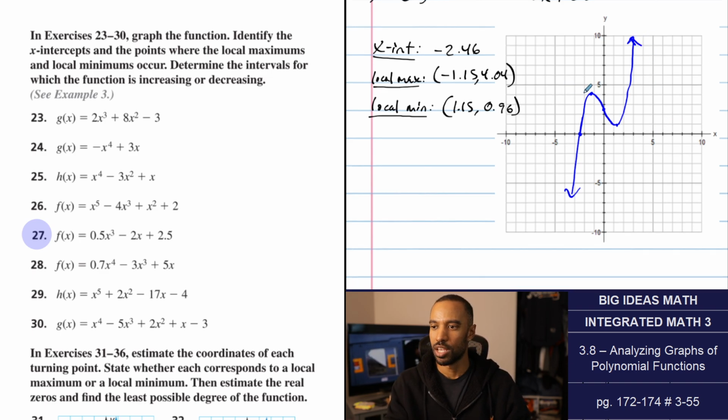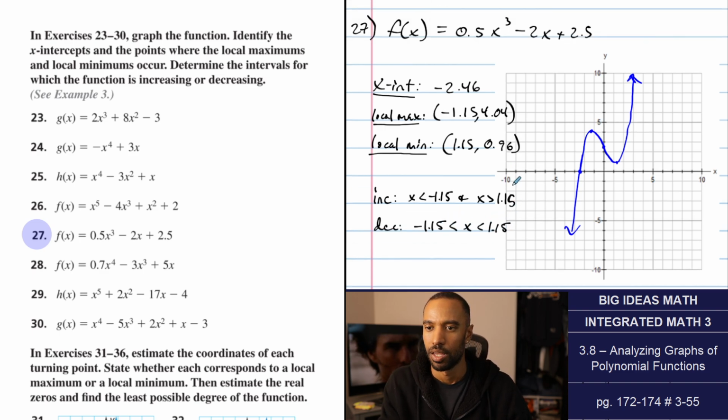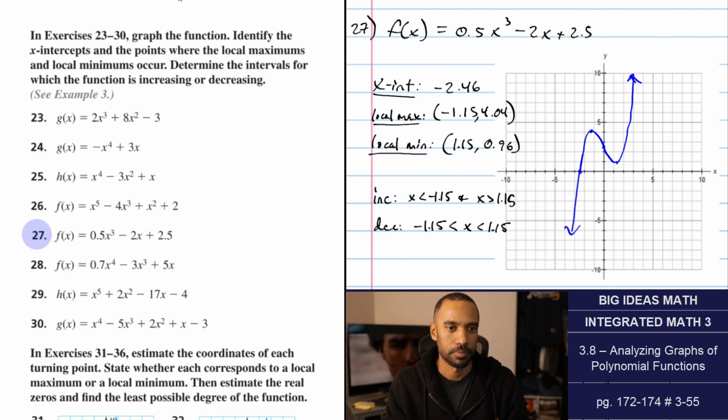It increases up to the point that x equals negative 1.15. It increases there, and it increases after x equals 1.15. So when x is less than negative 1.15 and when x is greater than positive 1.15. It decreases in between the negative 1.15 and 1.15 on x. There you have it. Okay, number 28.